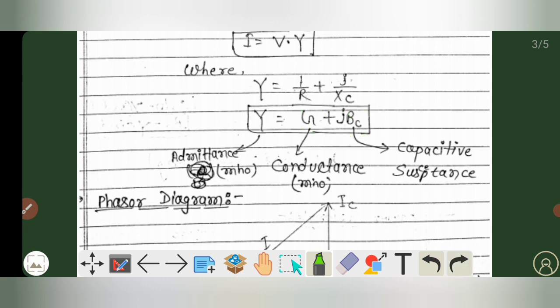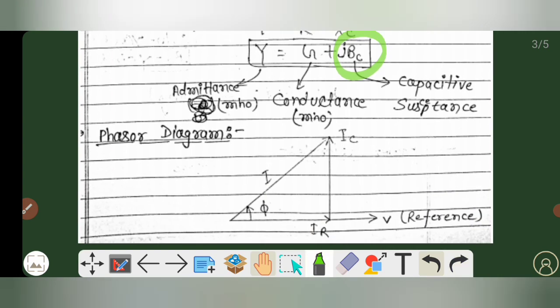Now, my dear friends, this is admittance and its unit will be ohm inverse, or we can say mho. This is conductance. It is equal to 1 by R, the reciprocal of resistance, and its unit is mho, or ohm inverse. And this is capacitive susceptance, and its unit will also be mho or ohm inverse.